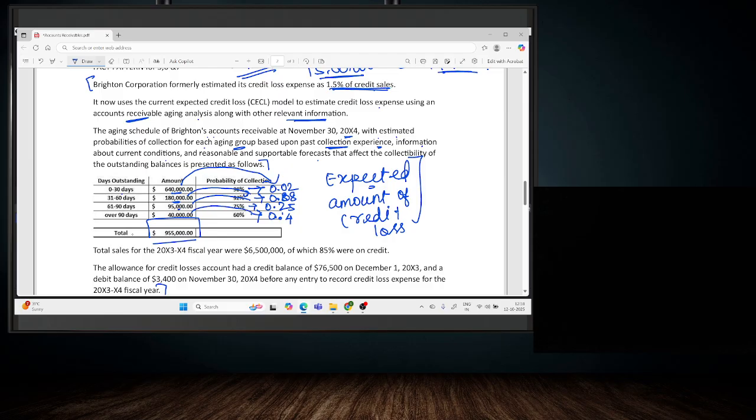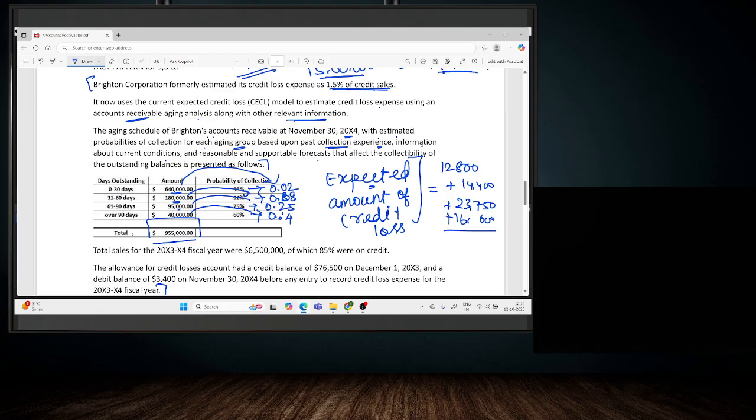Whatever we get is nothing but the expected amount. So 6,40,000 into 2% we get 12,800, plus 1,80,000 into 0.08 we get 14,400, plus 95,000 into 0.25 we get 23,750, plus 40,000 into 0.4 we get 16,000.